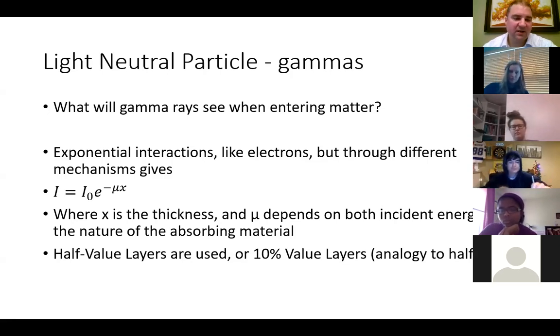And in this equation, they changed the terms around a little bit. The X now is the thickness of the material. And the mu depends both on the incident energy and the absorbing material. So you would typically have to look that mu up or look for it on some sort of graph, okay? So you're this gamma particle, you're coming into matter, you are going to collide with an electron. What are the two things that could happen when you collide with that electron? Give me two possible outcomes.